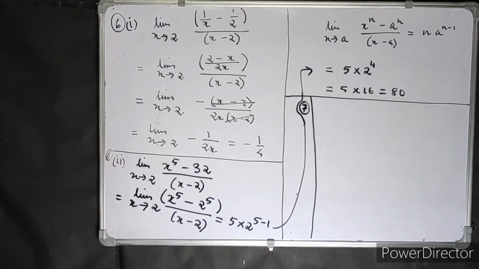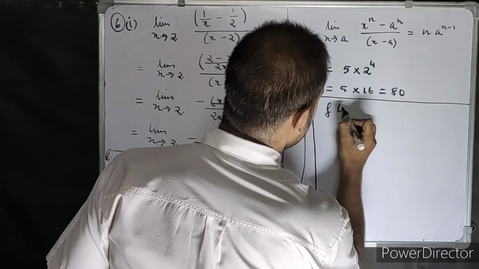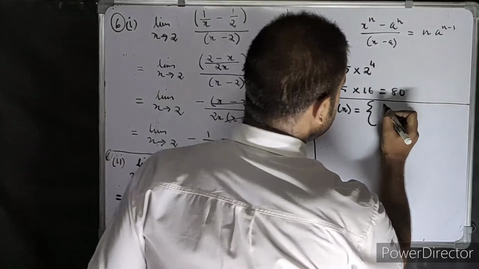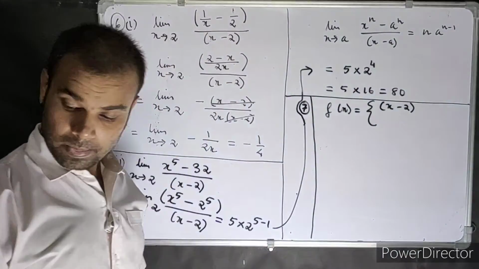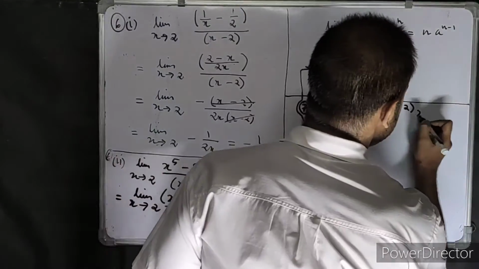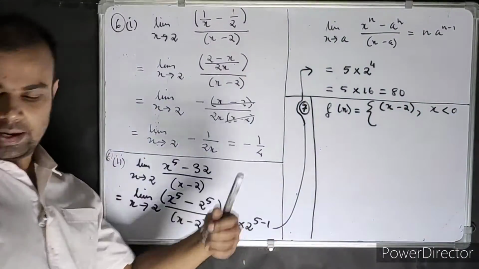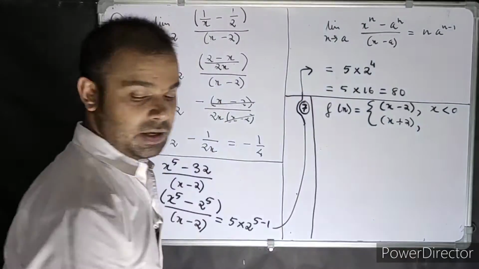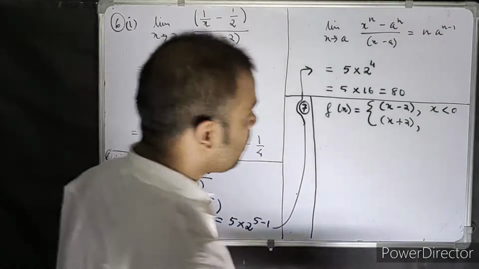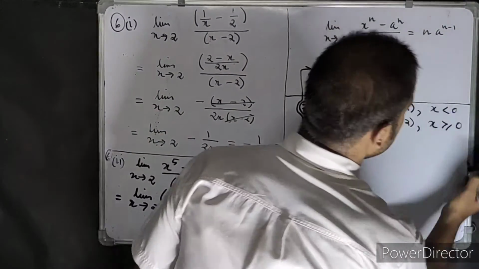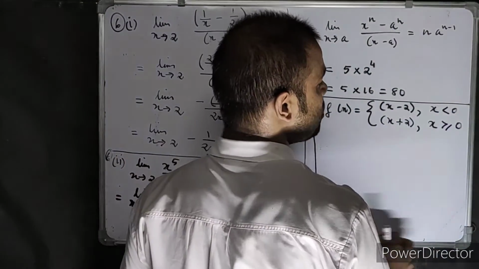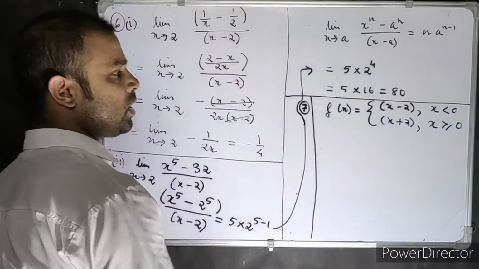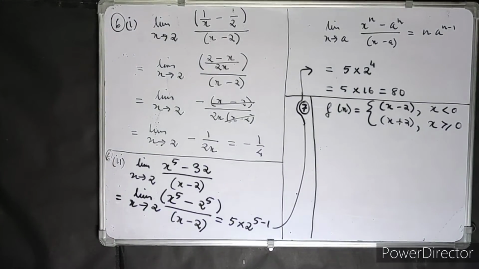f of x, 2 parts actually, 2 parts to the function. f of x is equal to x minus 2 when x is less than 0, which means all the negative terms, and x plus 2 when x is greater than or equal to 0. So if it's equal to 0, then you'll use this equation. If it's greater than 0, you'll use this equation. But if it is less than 0, then you'll use the top one. So let's start.